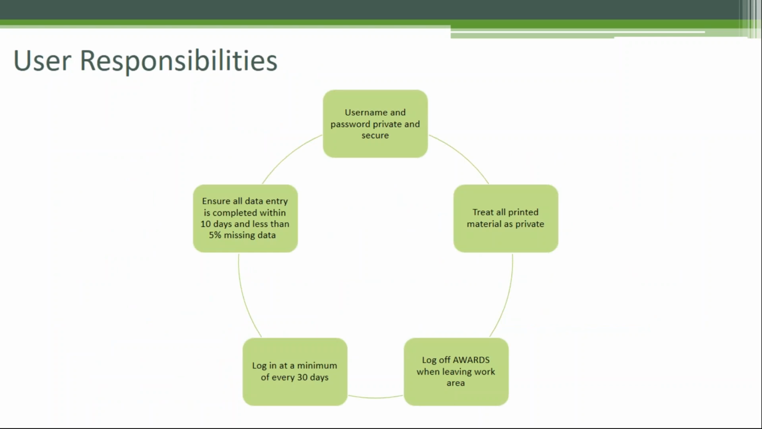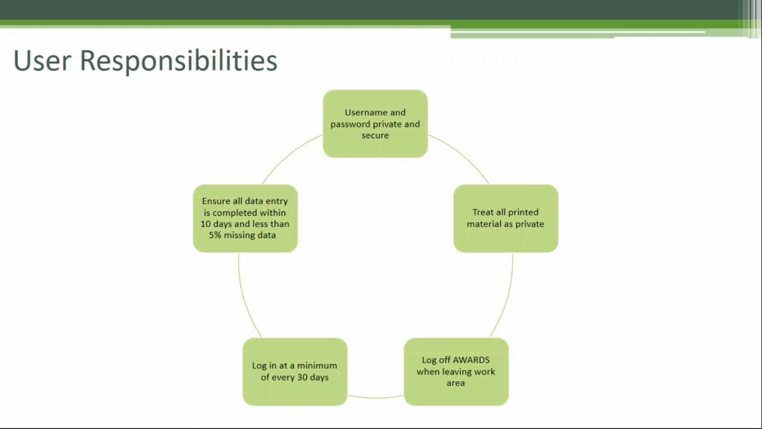As a user, you are responsible for keeping your username and password secure. You cannot share it with any of your coworkers. You must also treat all printed materials as private, just as you would any other part of the client's file. So anything that you print from awards needs to be put in the client's file, which is then put in a locked filing cabinet and then locked in an office at the end of the day.